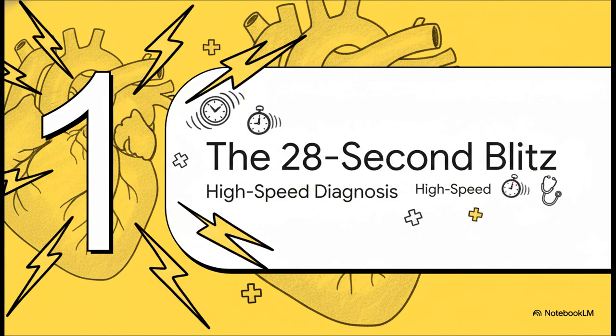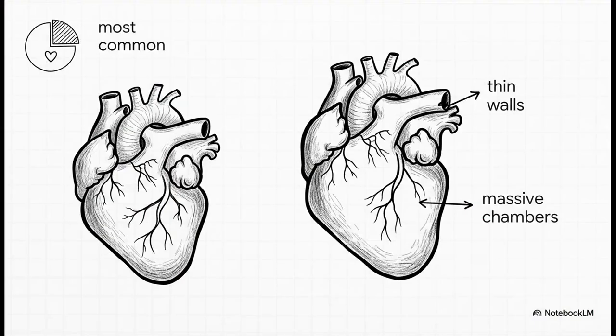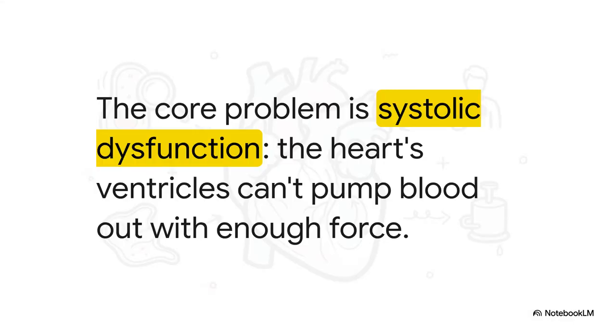First up, Section 1, the 28-second blitz. This is high-speed diagnosis. On the clock, go. Dilated cardiomyopathy. It's the most common of them all. Think of the heart as a big, overstretched balloon. You've got these thin walls, huge chambers, and a pump that's just failing. So what's the core issue?